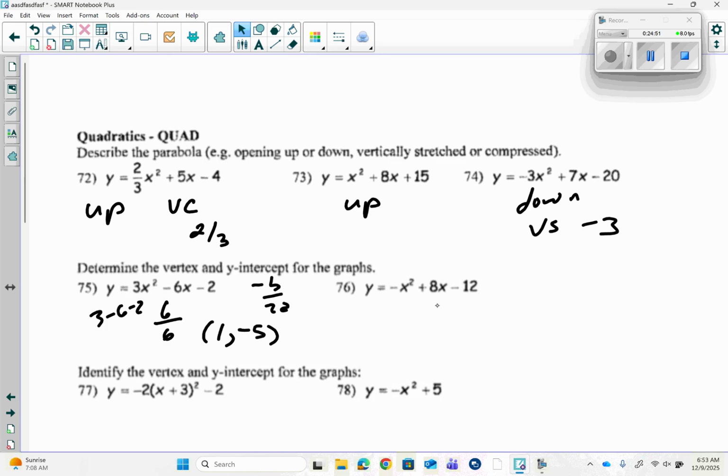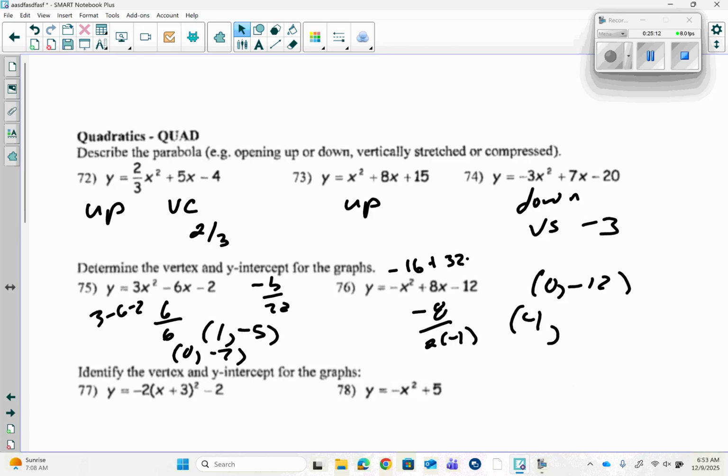Determine the vertex. And the y-intercept of this would have been 0, -2. The y-intercept of this one is 0, negative 12. If I go negative b over 2a, so I'm going to get negative 8 over 2 times negative 1. So that's going to give me negative 8 over negative 2. So it's going to be 4 comma, plug 4 in. So that's going to give me negative 16 plus 32 minus 12. So negative 16 plus 20. So 4, 4 is our vertex.